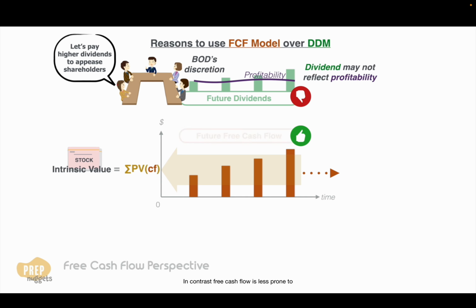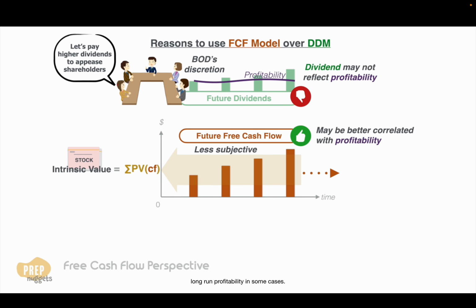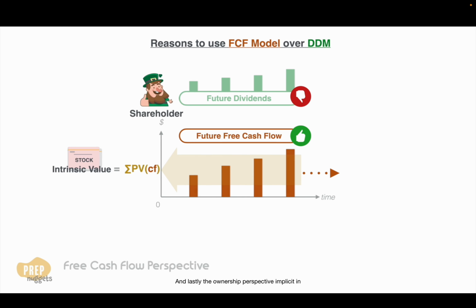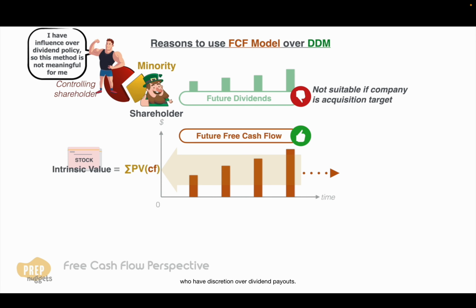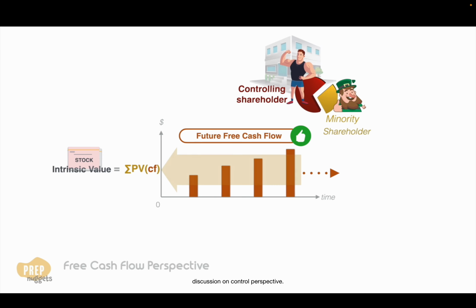In contrast, free cash flow is less prone to management subjectivity, so it may be better correlated with long-run profitability in some cases. And lastly, the ownership perspective implicit in the dividend discount approach is that of a minority owner who has no direct control over the firm's dividend policy. As such, DDM may not be suitable if the company is an acquisition target. This is because the new owners will become controlling shareholders who have discretion over dividend payouts. In such cases, free cash flow approach may be more suitable, which leads us to a discussion on control perspective.